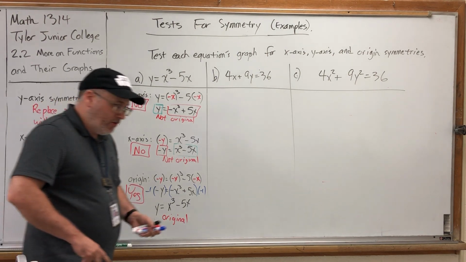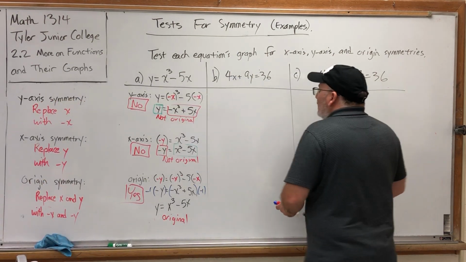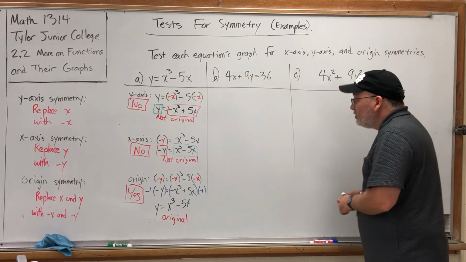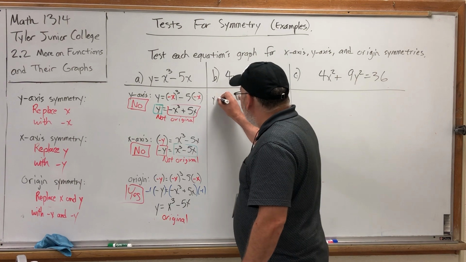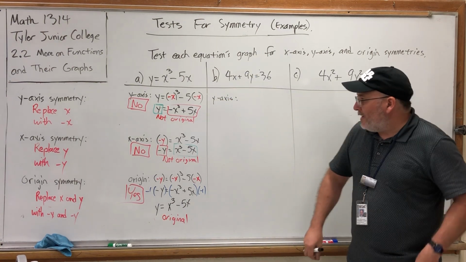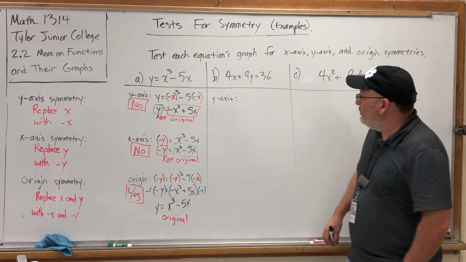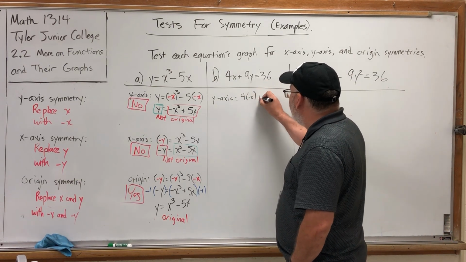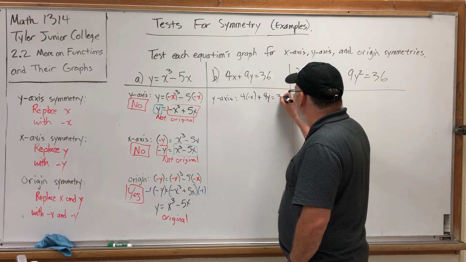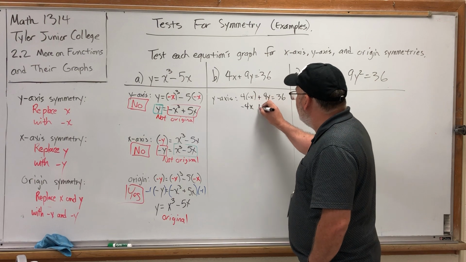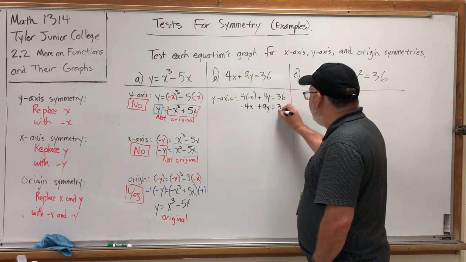The rest of these will go a little quicker. Let's try B. 4x plus 9y equals 36. For y-axis symmetry, we just replace x with -x. I'm going to stop switching markers for the sake of time. If we replace the x with the -x, we get 4 times -x plus 9y equals 36. 4 times -x is -4x plus 9y equals 36.